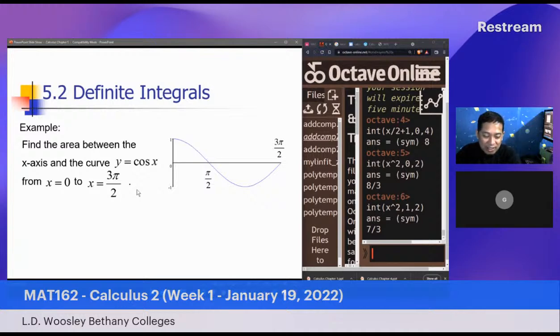1 pi radian is equal to 180 degrees. Isang straight yun. Kaya yung buong bilog, dalawang straight yun, 2 pi. Kaya siya 2 pi, yung 360.